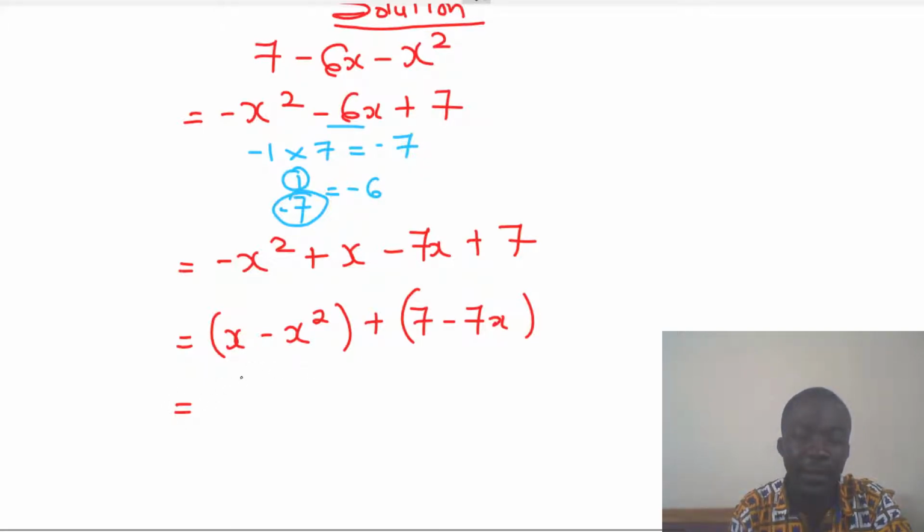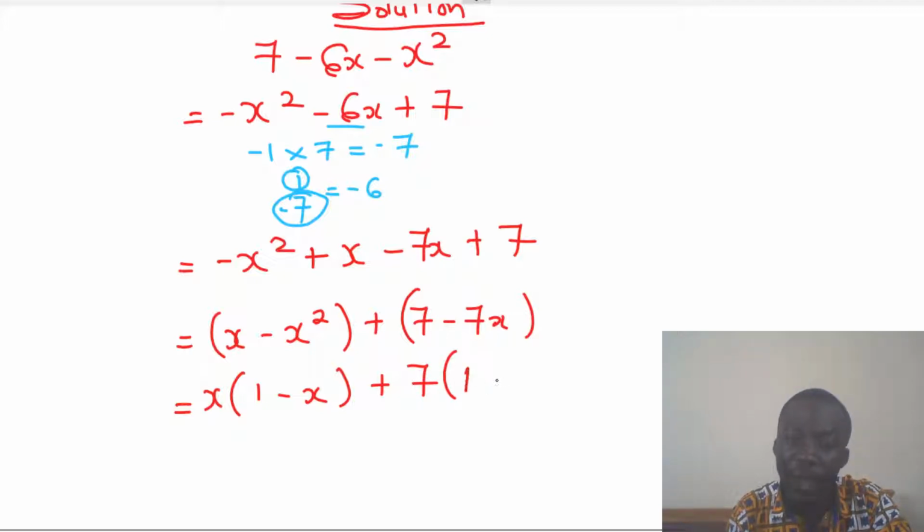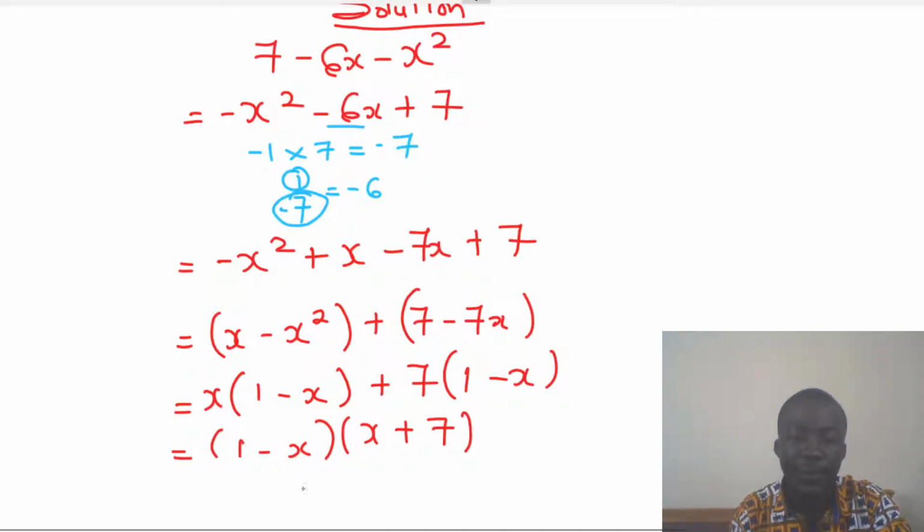x minus x squared. The common factor will be x here. Then we'll be left with 1 minus x, plus 7 into bracket. The common factor between 7 and negative 7x will be 7. Then you have 1 minus x. Now the contents of our brackets are equal. So we can go ahead and also factor 1 minus x. Then we'll be left with x plus 7 as well. And these will be our factors, the factors for factorizing 7 minus 6x minus x squared.